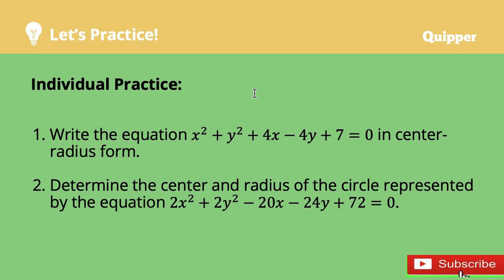That's all for today. Now, I want you to answer these two problems under individual practice. First is write the equation x² + y² + 4x − 4y + 7 = 0 to center radius form. Second, determine the center and radius of the circle represented by the equation 2x² + 2y² − 20x − 24y + 72 = 0.